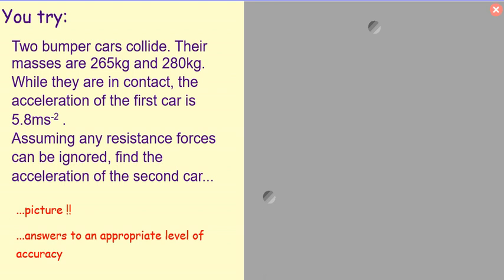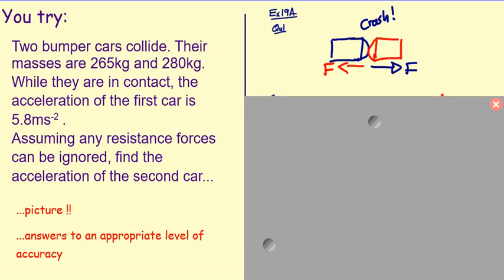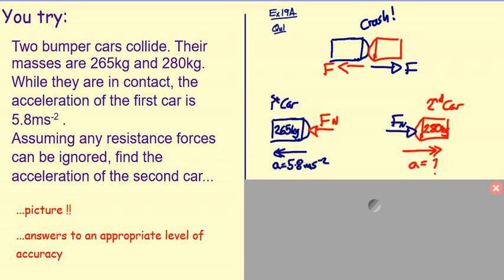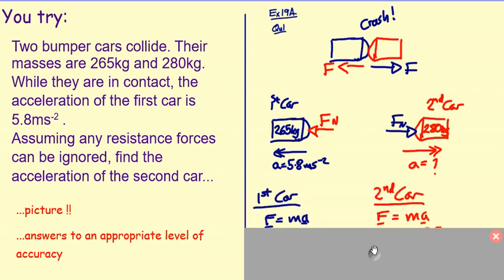Okay, here's my solution. So first of all, here's my little diagram. I've got two cars crashing. By the way, this is question 1 in your textbook. So I hope you've had a go. And then what I'm going to do is draw separate diagrams, trying to label all the information for each one. So this is my diagram for car 1 and car 2. And now we're just going to apply F equals ma to each of them.